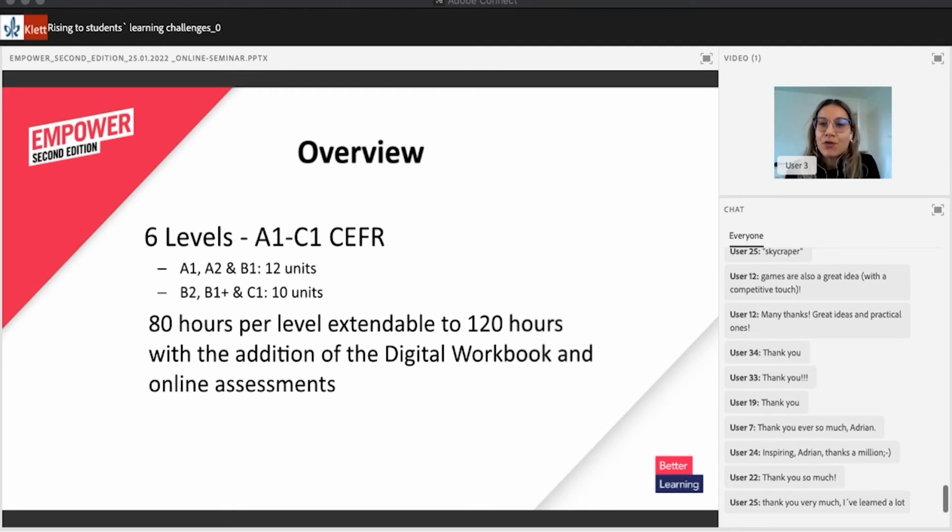Empower Second Edition is a general English adult series made of 6 levels, so the content covers the levels from A1 to C1. As you can see, A1, A2, and B1 include 12 units. Instead, B1 plus, B2, and C1 are made of 10 units.